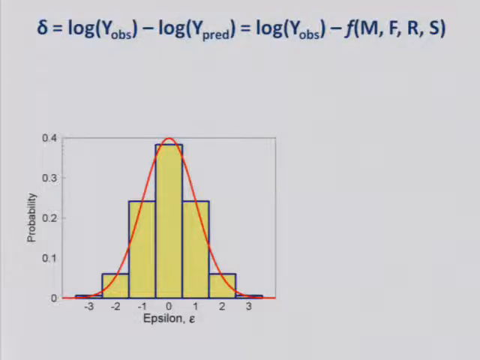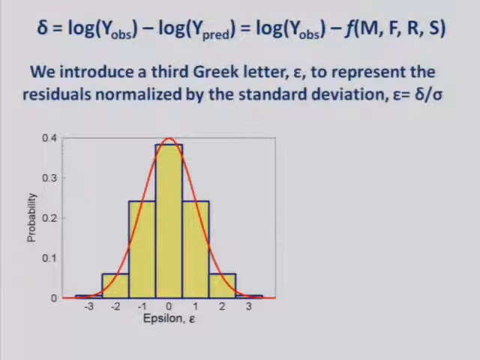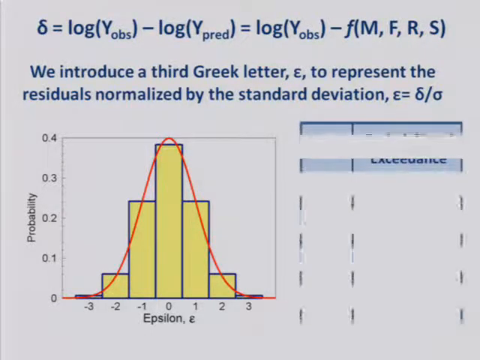And there's another parameter I've introduced here, epsilon. And epsilon is the number of standard deviations. In other words, it's a normalized residual. At any point, it's delta divided by sigma.